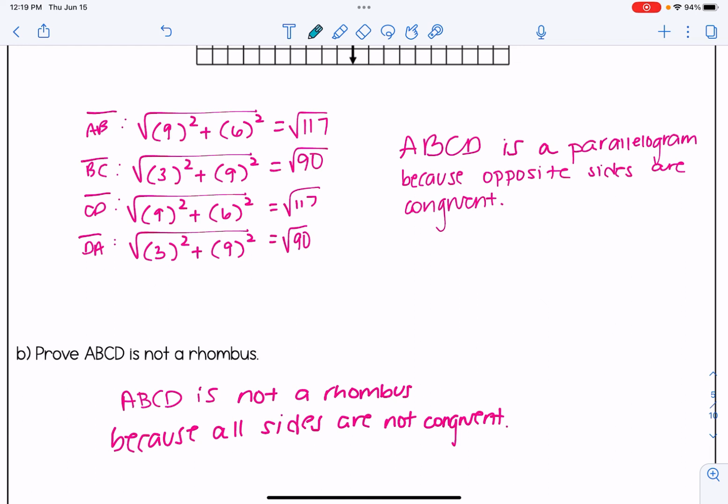Okay? So again, I just wanted to show you this one last example. If it ever says "not," like this one here, you might have to do more calculations or you might not, depending on the problem. But definitely you need to write an additional sentence proving whatever it was asking for. Hopefully this video helped you get a good overview of how to complete coordinate proofs for quadrilaterals.